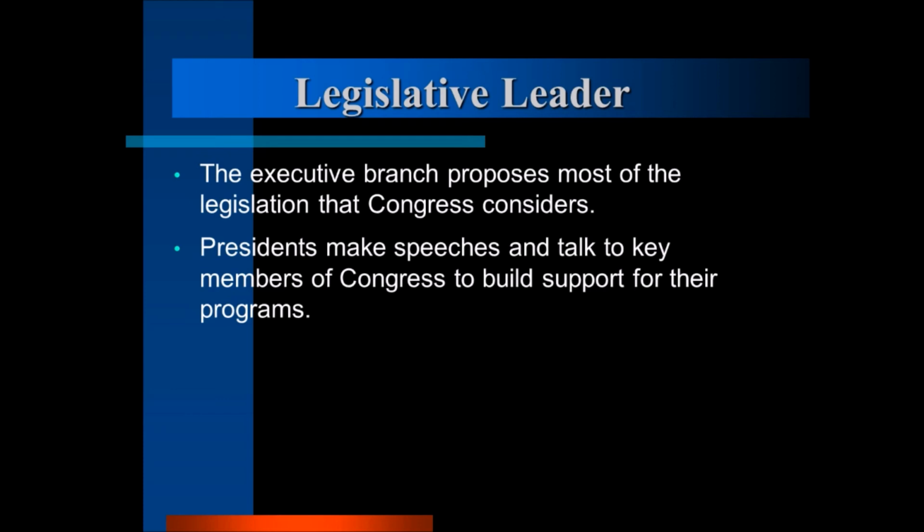So you want the executive involved because it's their job to enforce laws. So you want them inside the process so they can guide and try to help it along and make sure that the law is implemented in a way that is functional for the executive to enforce.